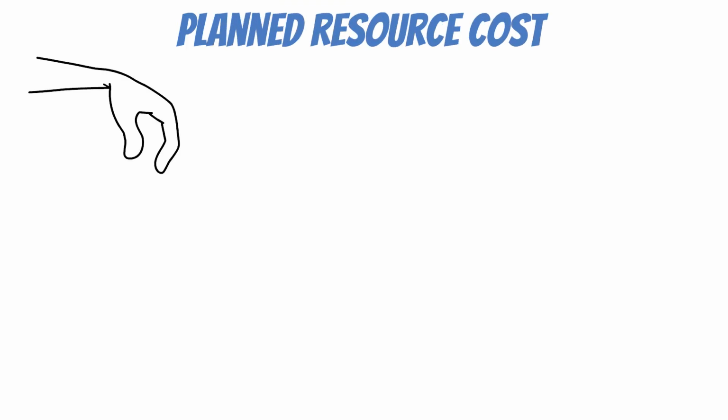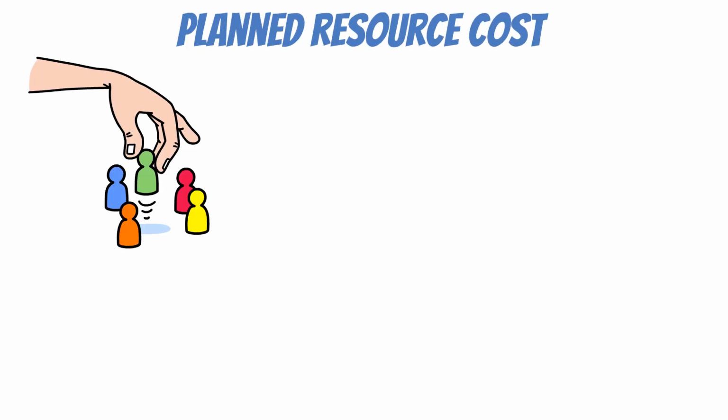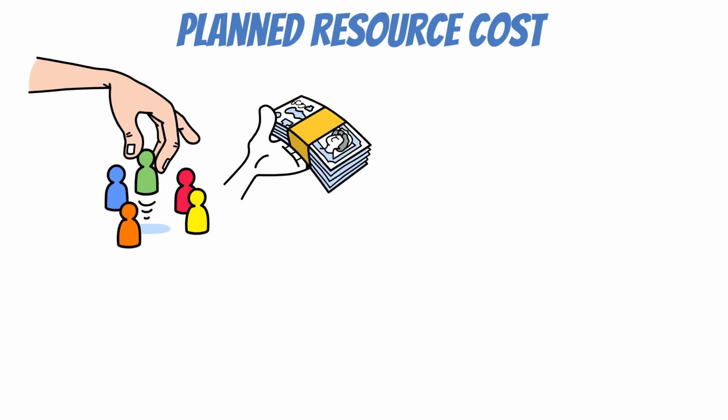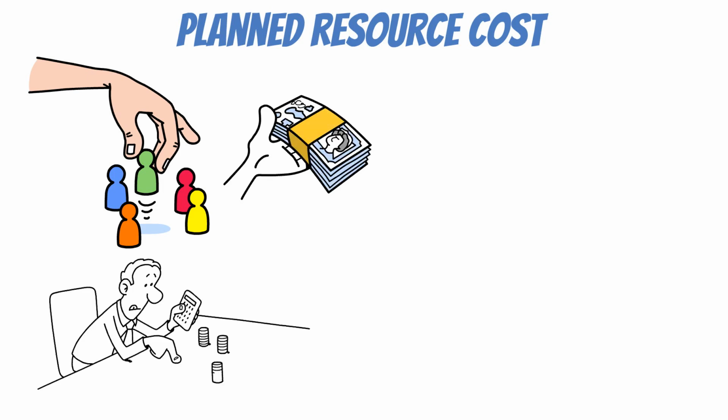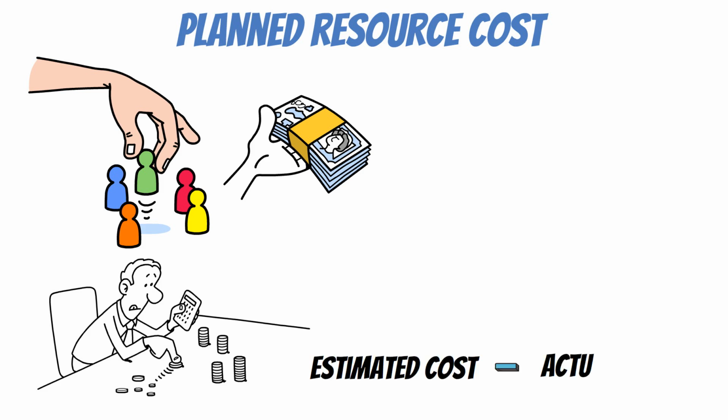The second one is planned resource cost compared to the actual resource cost. This measurement compares the actual cost of resources to the estimated cost. Price variance is calculated by subtracting the estimated cost from the actual cost.